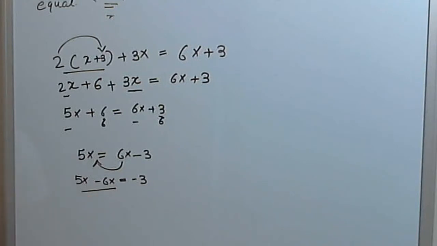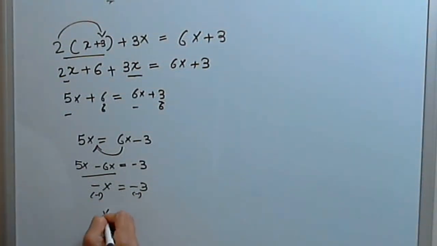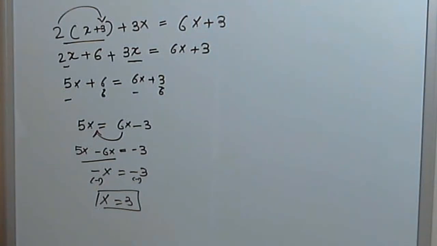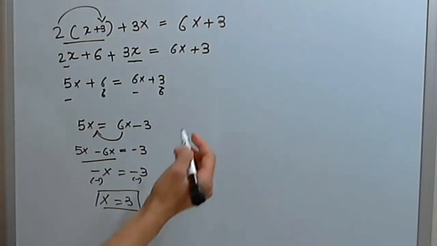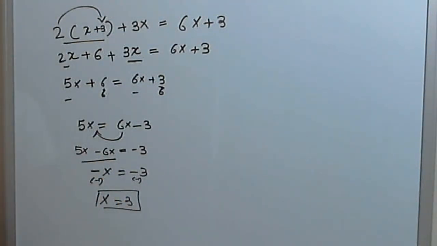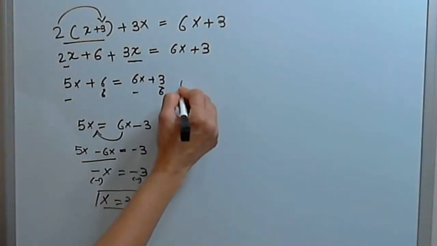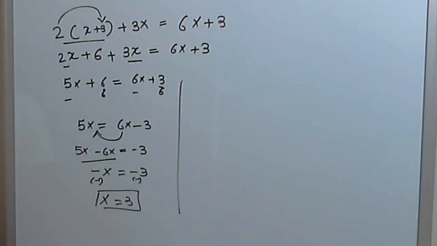Now these are like terms, so I can subtract as usual. 5x minus 6x is minus x equals minus 3. Or you can multiply both sides by minus 1 and that would give me x equals 3. Now, okay, we have done such a long step. So now I want to verify if this answer, the solution I found, is correct or not.